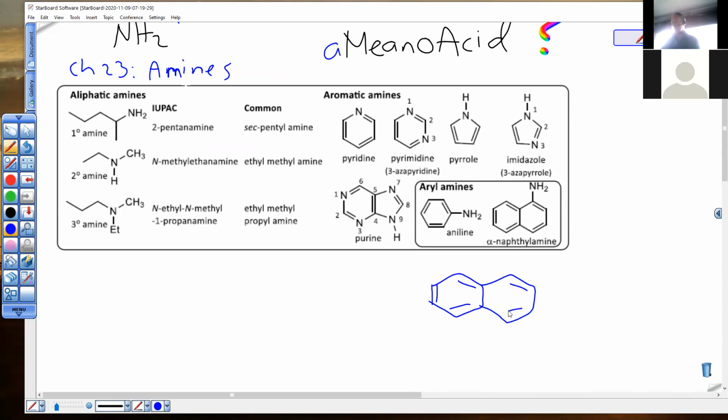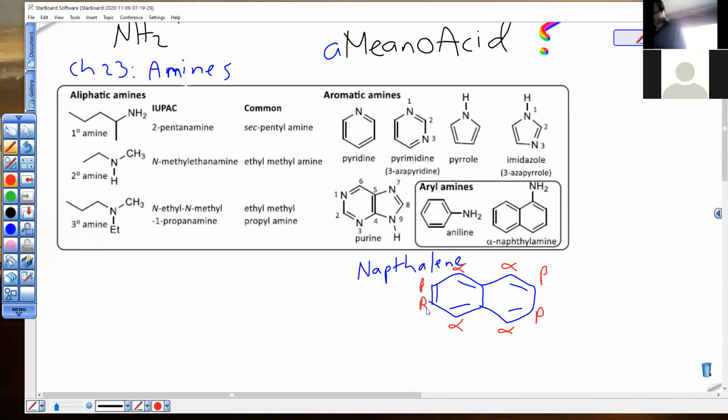If you want to put groups on naphthalene, there's basically only 2 positions to put groups on. There's the carbon that's 1 away from the bridgehead, which is called alpha, and the carbon that's 2 away from the bridgehead, which is called beta. 1 away is called alpha, 2 away is called beta.